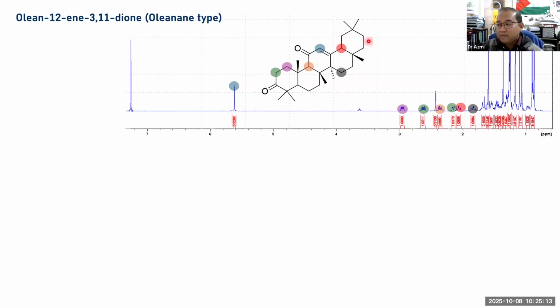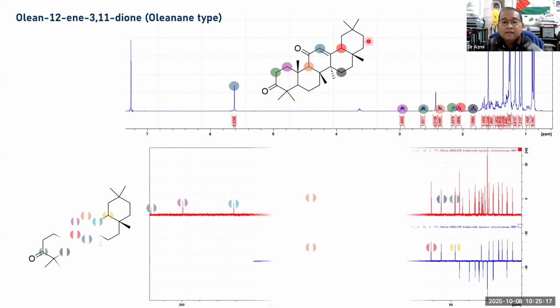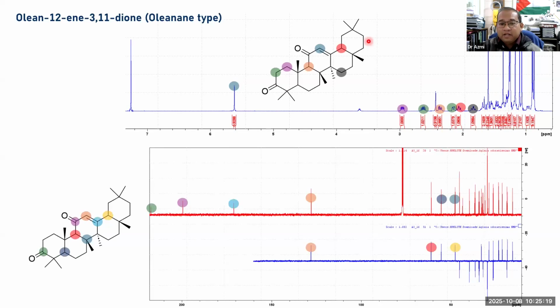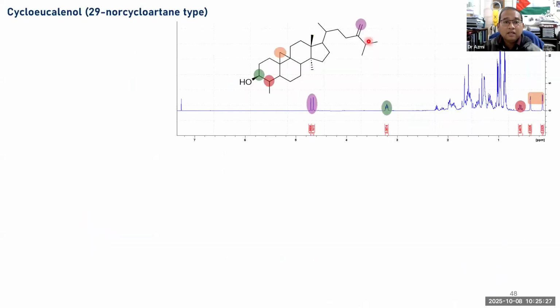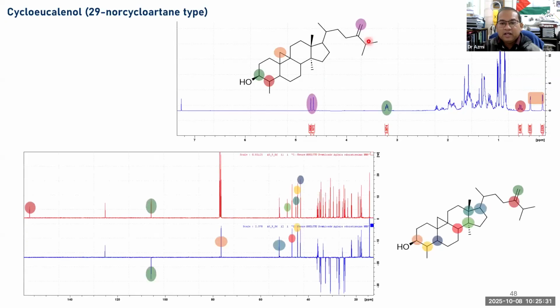It's like olean types, like beta-amyrin, alpha-amyrin, okay? So if we study carbon 13 and also DEPT, we can see we can do some matching in the important peaks for the carbon 13. Okay. And this is the new compound that I have been discussing.